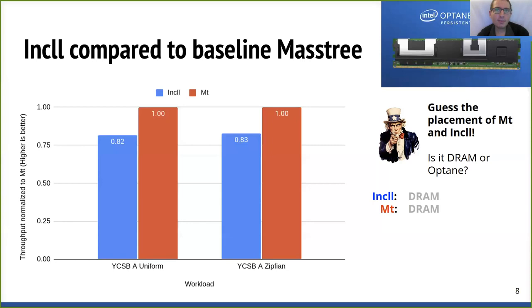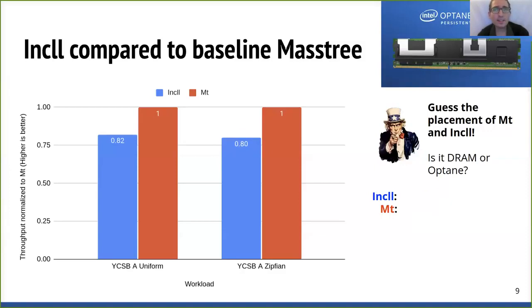If you guessed DRAM for both, congratulations. I assume it was not a hard guess. The slowdown of in-cache line logging is 18% for the uniform access pattern and 17% for the Zipfian access pattern. The current machine is different compared to the one used in Aspros. However, the results are within the expected performance range.